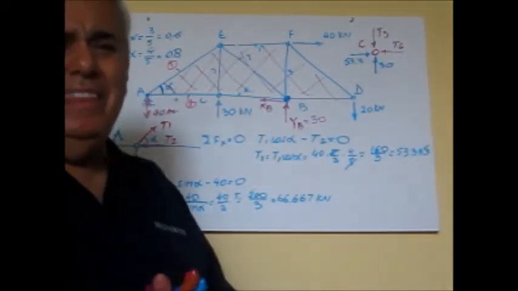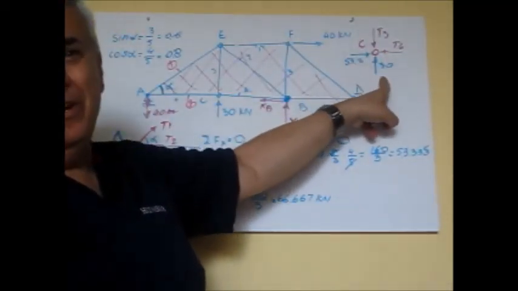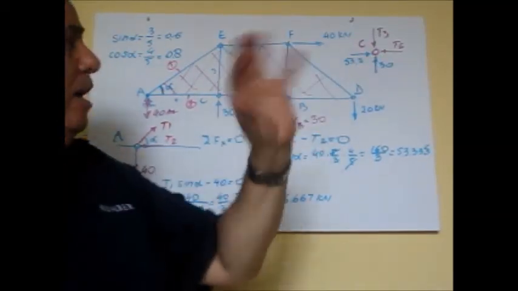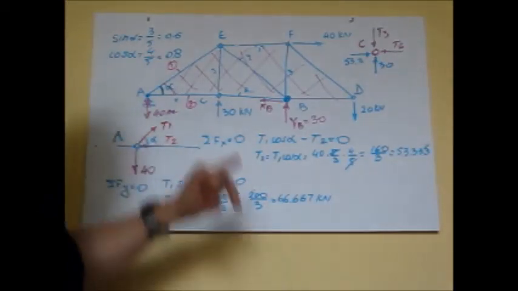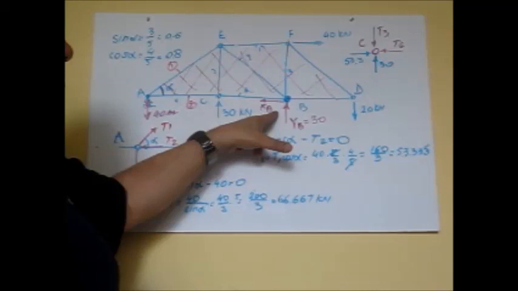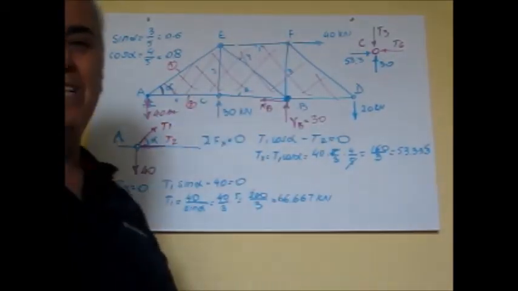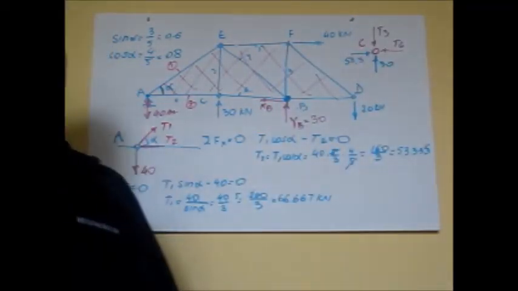Do I need to write the equations here? Look here. How much is going to be T3? 30. How much is going to be T6? 53.3. A combination like this, you are going to have in every one of your exercises. Look at the node B. The same thing. After I find this force, here I have intersection of forces, so it's going to be quite easy. That's the way you find the forces.